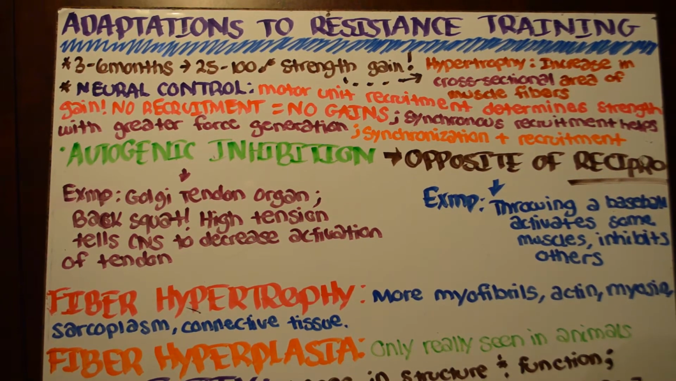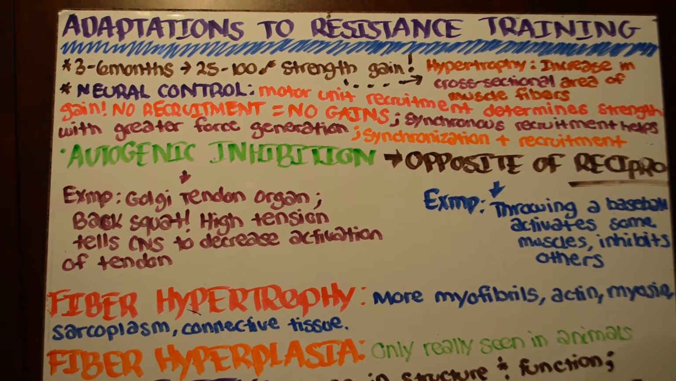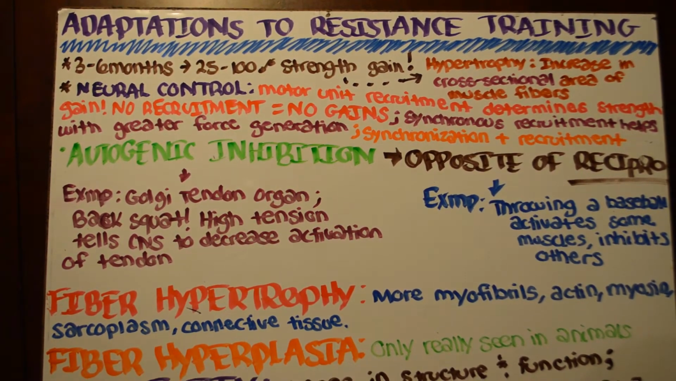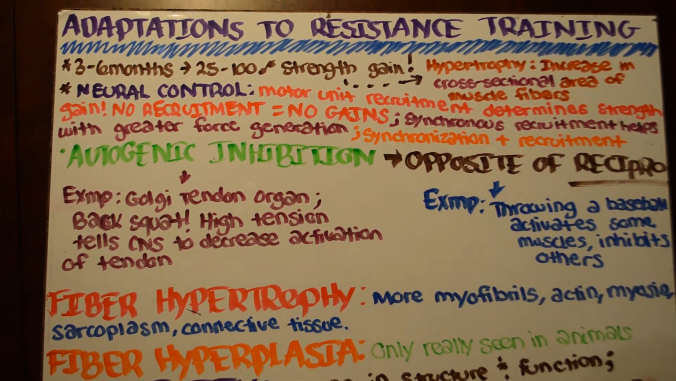Moving on from that, we're going to step into something called autogenic inhibition. Now, this is really important, and this is the opposite of reciprocal inhibition. And I believe in your chapter, we don't really talk too much about reciprocal inhibition, but I want to tell you both of them so you can really have a good picture of what it is.